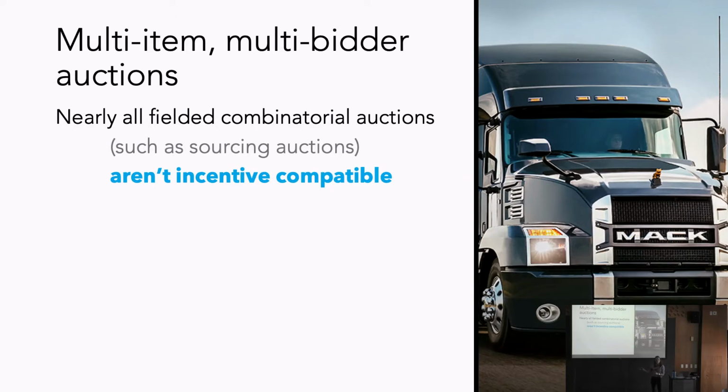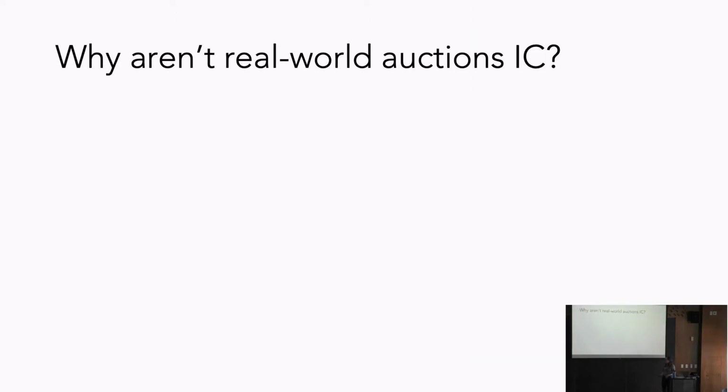So the last one I just want to mention is that basically all multi-item, multi-bidder auctions, or combinatorial auctions, that are actually fielded in the real world are not incentive compatible. One example of this is sourcing auctions, which Thomas had a startup for. Basically, sourcing auctions are the way in which large companies like Procter & Gamble obtain the goods and services to run their operations. And these are not incentive compatible. So why aren't real-world mechanisms incentive compatible? There's a lot of different reasons for this, but I'll just name a couple.